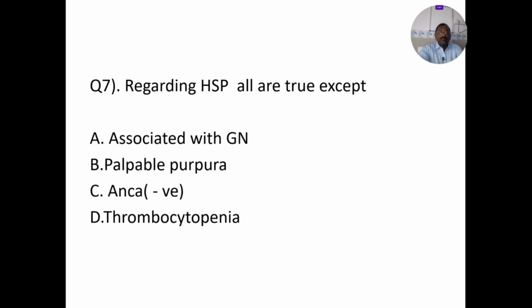Regarding HSP, all are true except associated with glomerulonephritis, palpable purpura, ANCA negativity, and thrombocytopenia. Yes. Again here thrombocytosis. In all the vasculitis, we will have a thrombocytosis. ANCA negative only HSP, not P positive or the C positive. All other three diseases are ANCA positive. Okay, Wegener's the C, and then microscopic polyangiitis is the P positive. Okay. Here the right answer is thrombocytopenia.